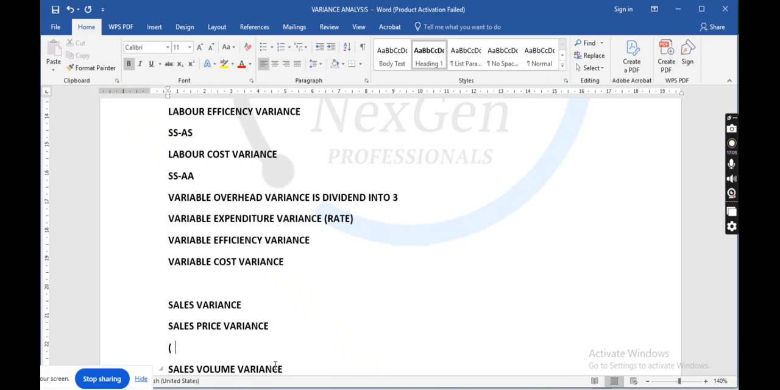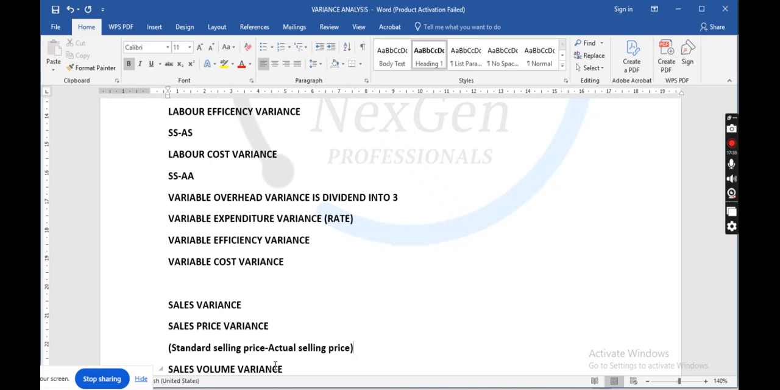So, we can say standard, or you start from actual, anyone. You can start from actual, you can start from standard, anyone. Standard selling price minus actual selling price, right?